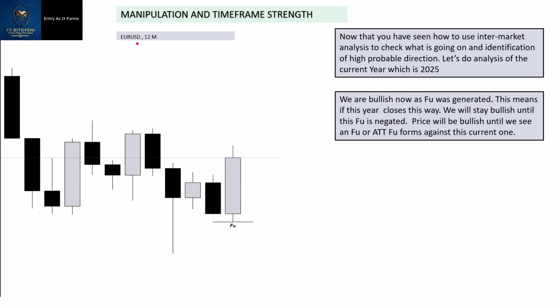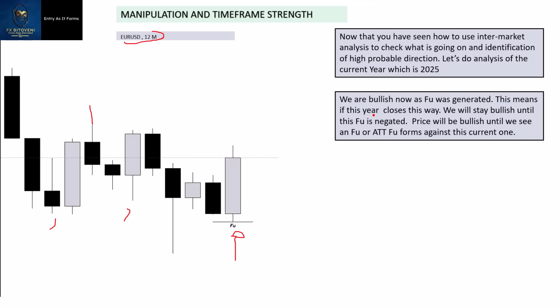Now, we are back on Euro USD 12-month. Now that you have seen how to use intermarket analysis to check what is going on and identify the high probable direction, let's do analysis of the current year, which is 2025. We are going to do analysis. We are bullish now as FU was generated. We are repeating the same process we've been using, right? We are bullish now as FU was generated.